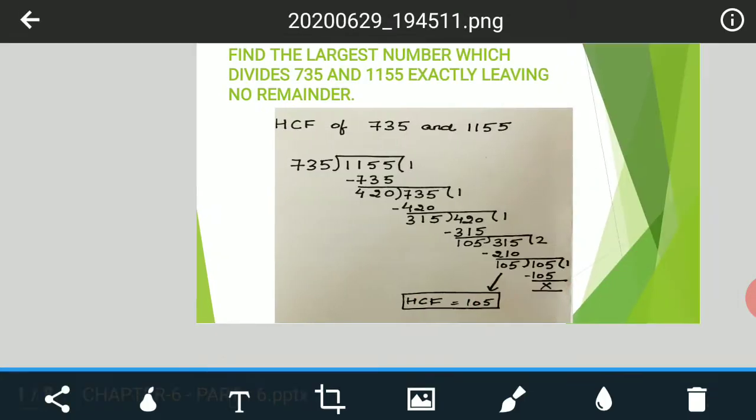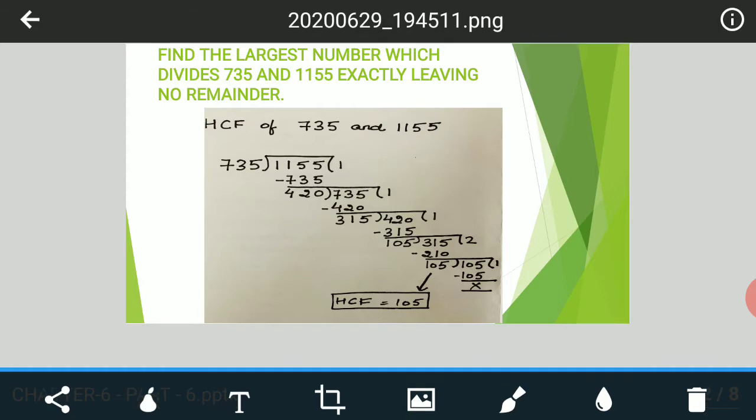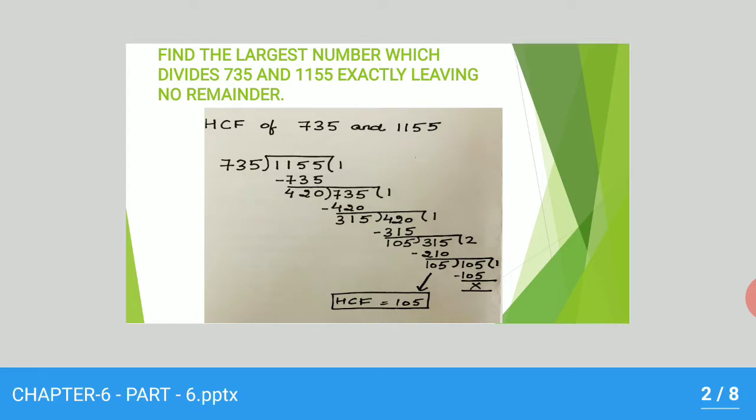So let's start. We do word problems today. The first word problem is: find the largest number which divides 735 and 1155 exactly, leaving no remainder. Whenever we do word problems of HCF, we always prefer to use the long division method. Here we are using the long division method because the numbers are big.